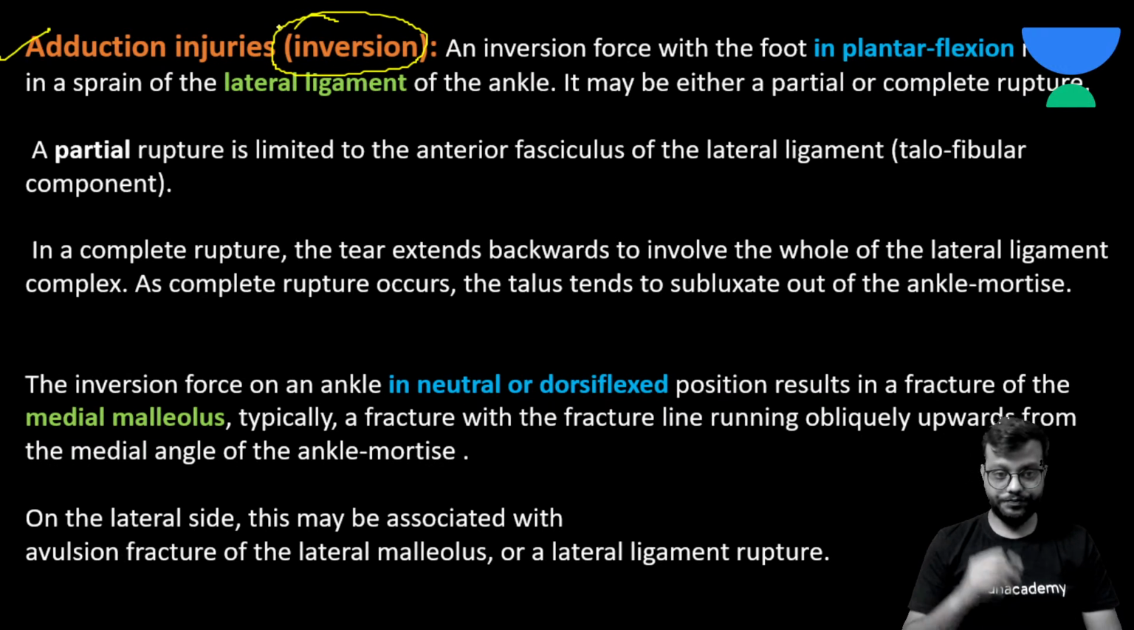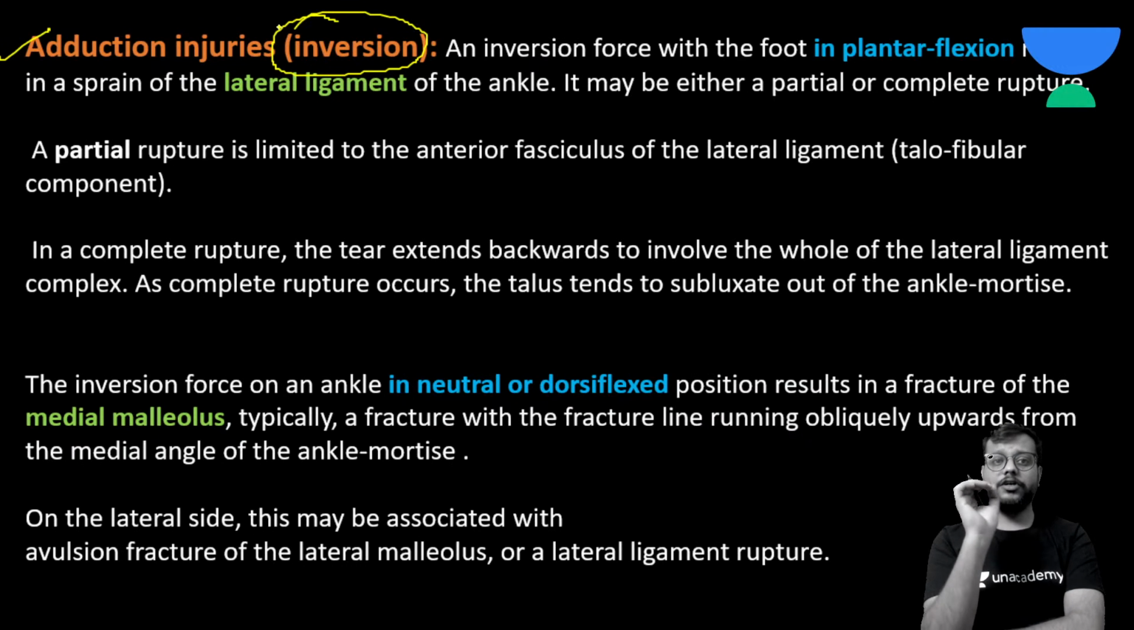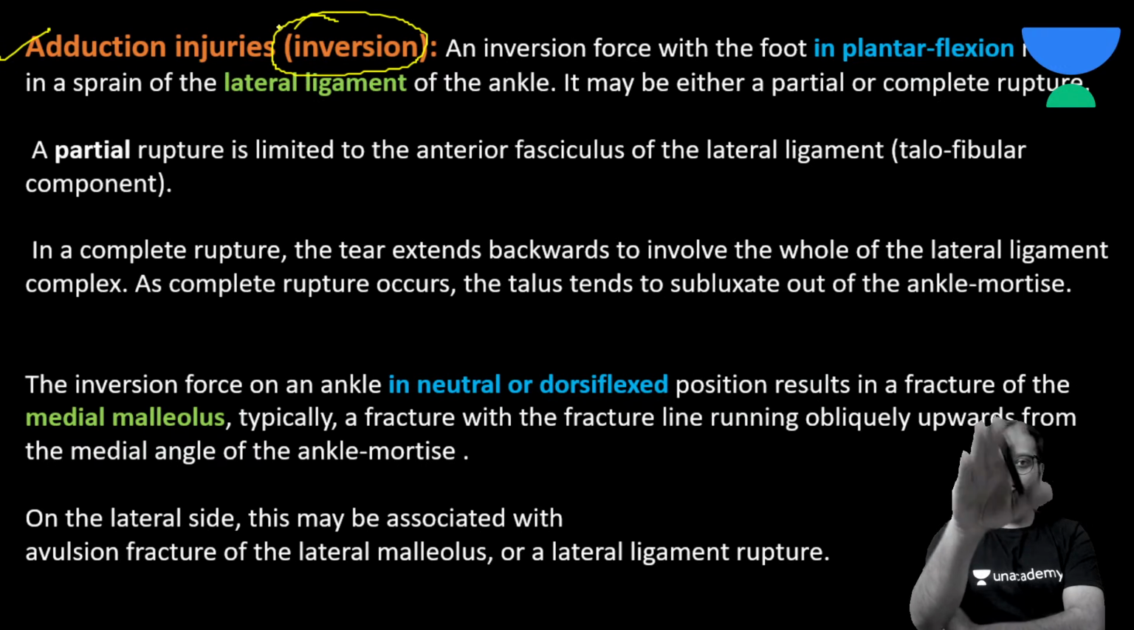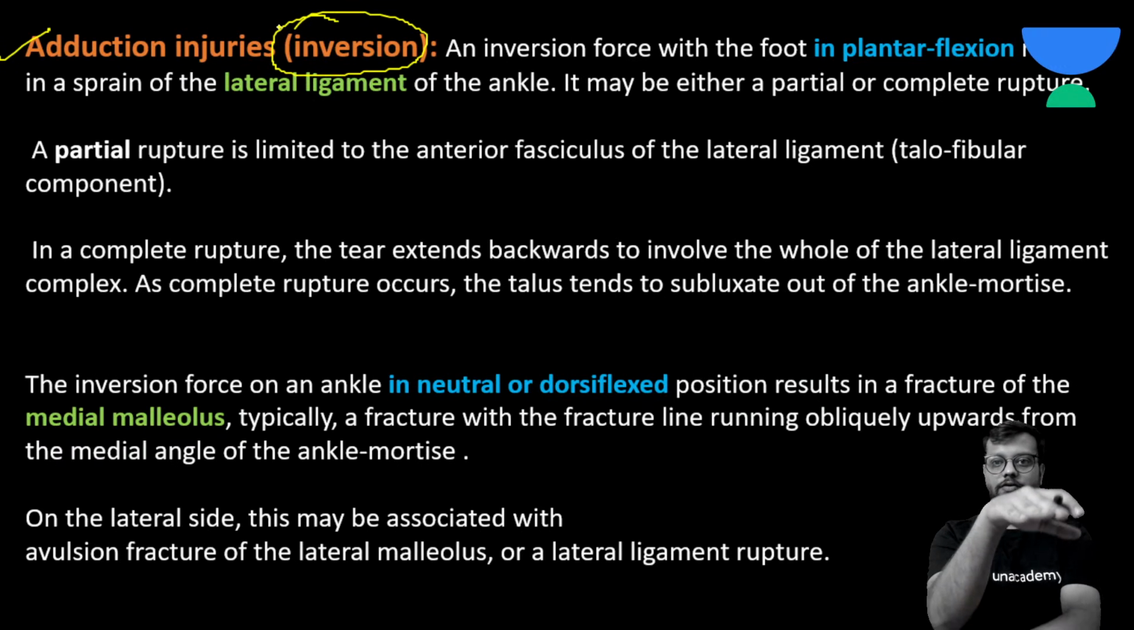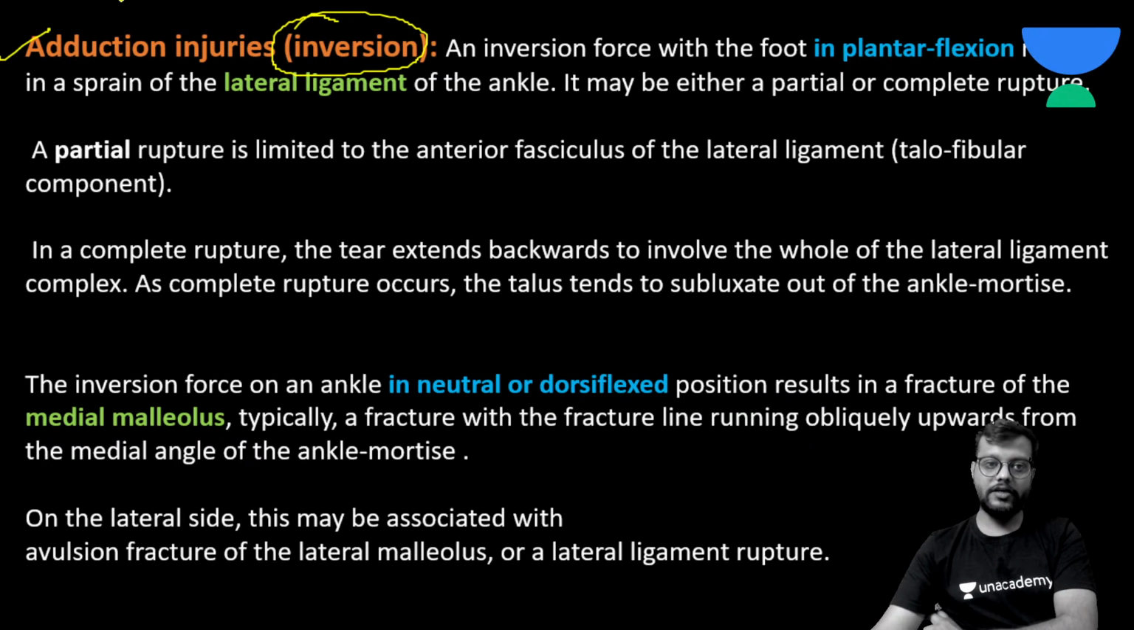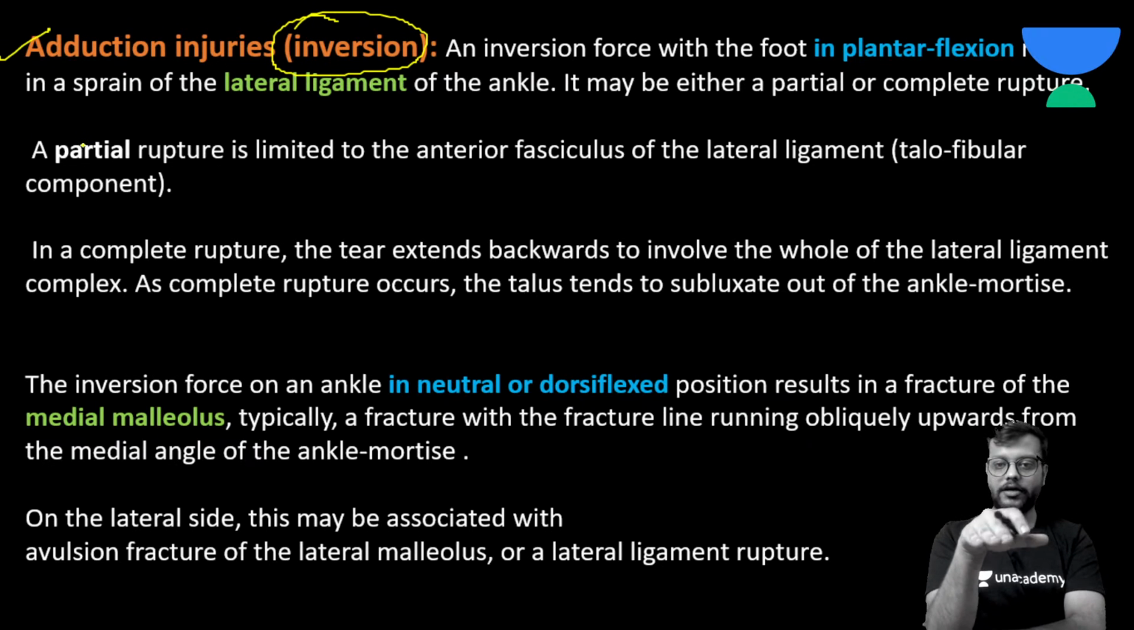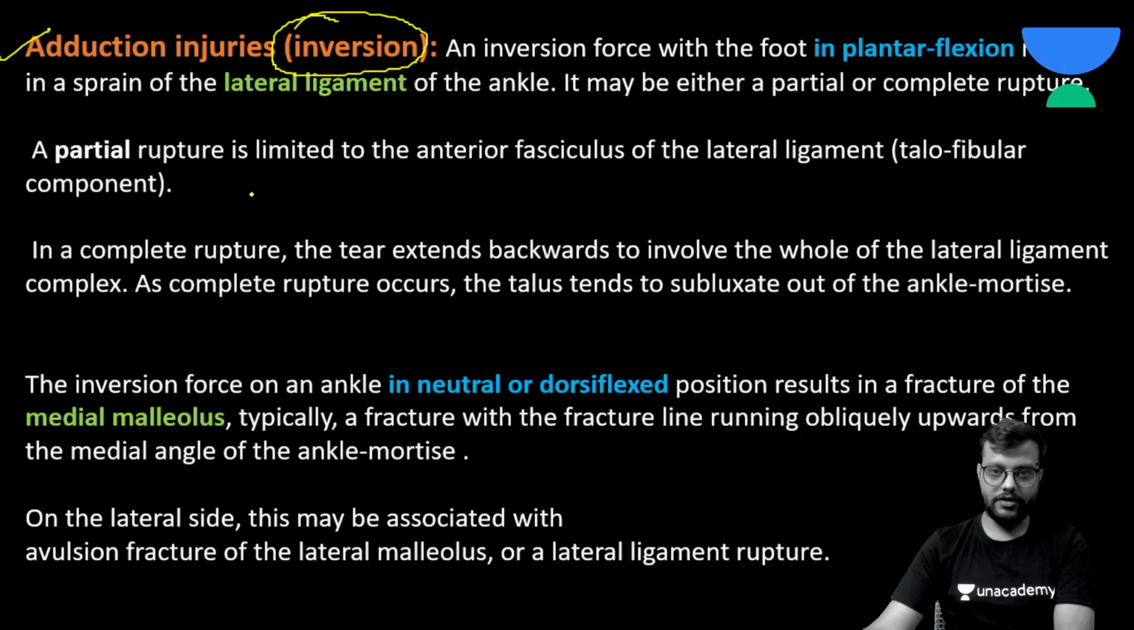Okay, so if an inversion injury is happening with the foot in plantar flexion, if the foot is like this and an inversion injury is happening, so what will happen, there will be a sprain in the lateral ligament of the ankle. Okay, very acceptable, very easy. If there is plantar flexion and adduction is happening, so if you do forceful adduction like this, then the lateral collateral ligaments of the ankle, there will be injury.